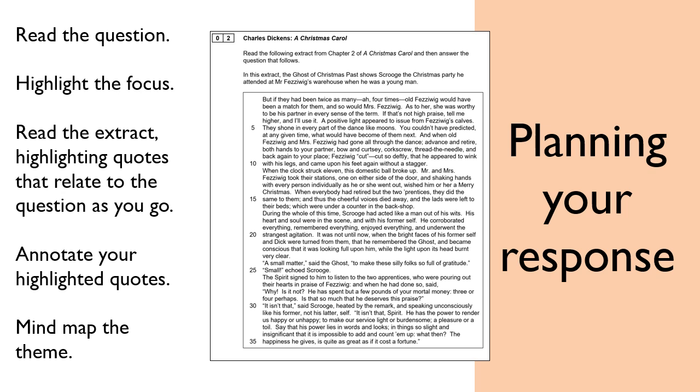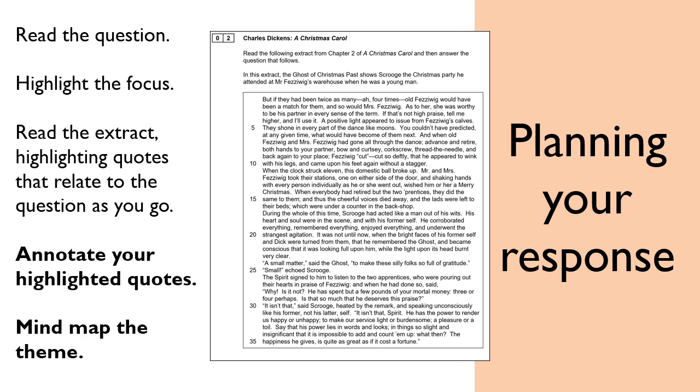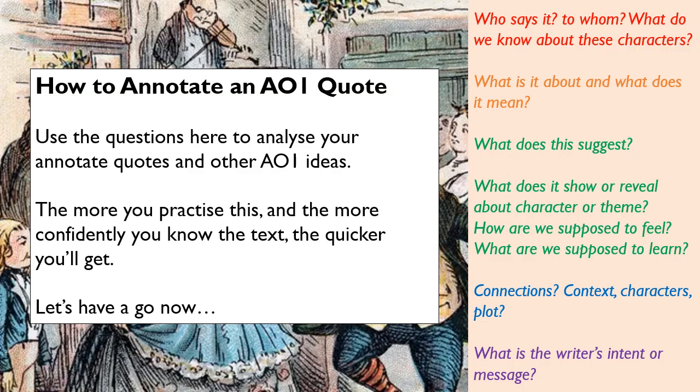And then highlight any quotes that relate to the question as you're reading through. Then choose the quotes you're going to be writing about and annotate them. Put some ideas next to them that you can return to. You'll probably think of more when you're writing, but it just gives you a good starting point. Then find some space on your page to mind map the theme. Now, this is the sort of thing you'll want to do when you're annotating an AO1 quote. There are some questions on the right that will help you analyse AO1 quotes and AO1 ideas. The more you practice this, the quicker you will get with it. So let's have a go at this.